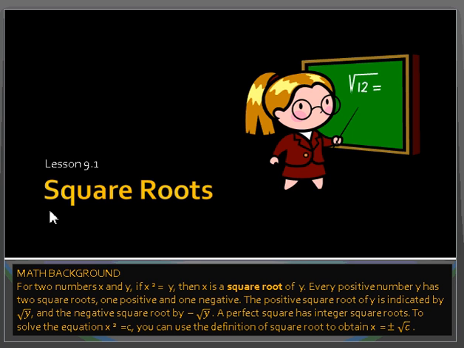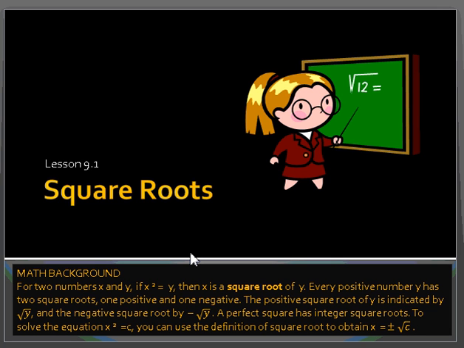Okay, ladies and gentlemen, square root 9, 1. Take a moment, pause to read the bottom down here. Essentially what it's saying is x squared equals y. Then we're saying x is the square root of y. And for every positive y, it has two square roots, one positive, one negative.